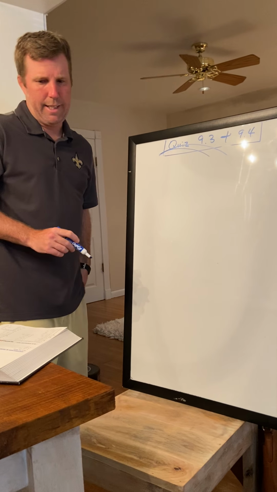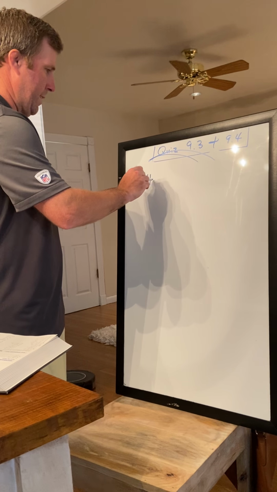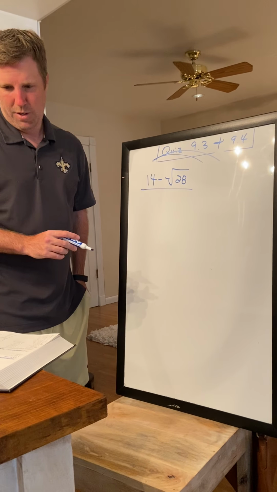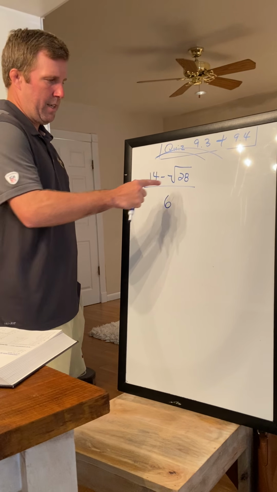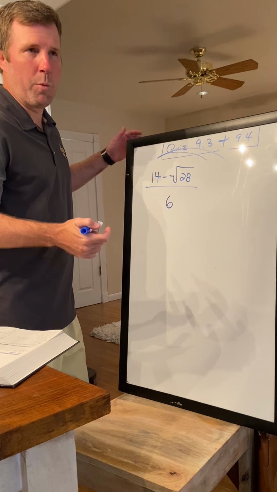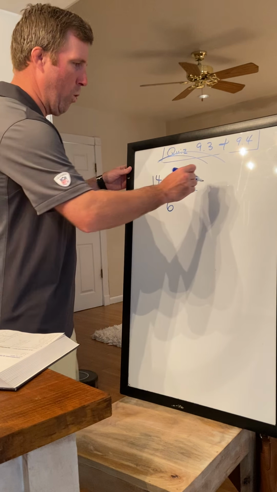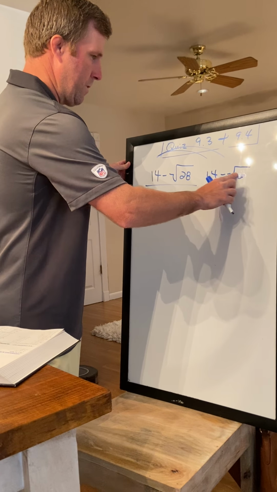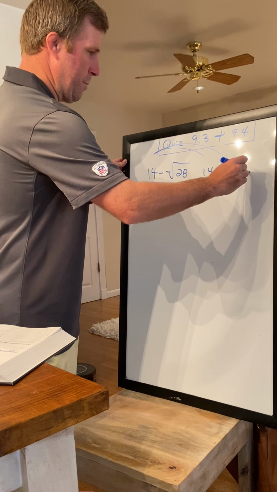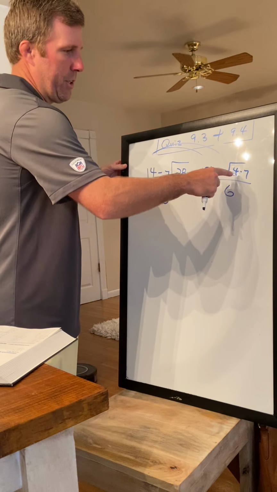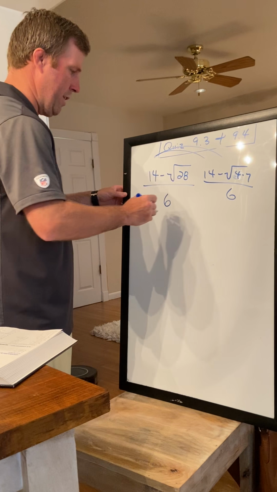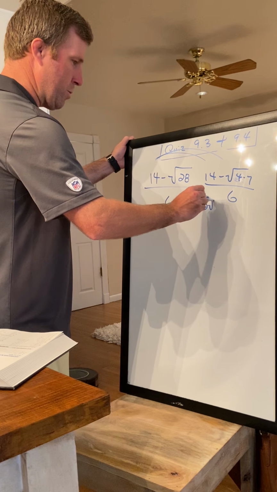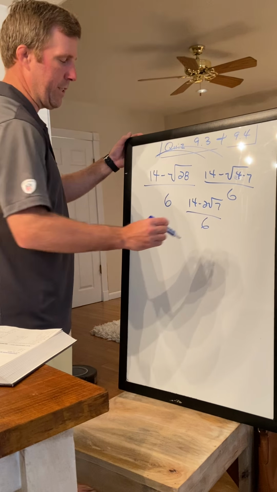And the last one I'll go over is one you need to simplify. So if I have one like this, 14 minus the square root of 28 over 6. Square root of 28, think about it. Do we know any perfect squares that go into it? Yes, 4. So it's 4 times 7 over 6. The square root of 4 is 2, so bring it out front. So I get 14 minus 2 times the square root of 7 over 6.